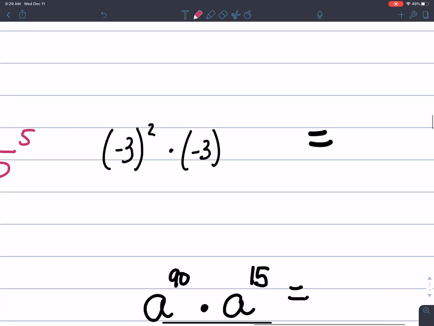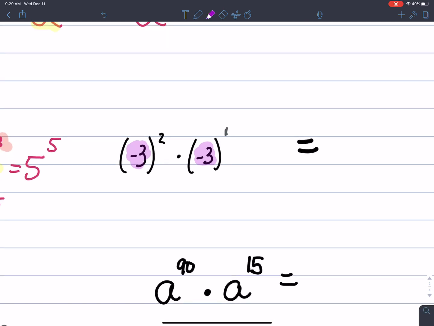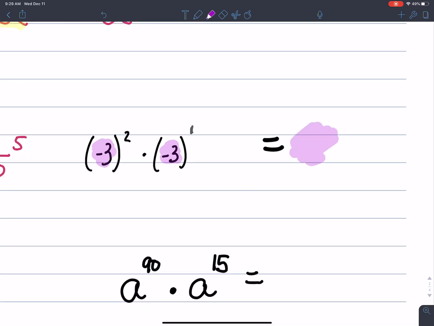Now with this example, what we're seeing here is we have the same base. So the base, the same thing that has an exponent, is -3 and -3. And if it doesn't have the exponent, we can go ahead and put a 1 there. So if we're using the rule, if I see the same base, that's going to be the base of my answer. And then I can take their exponents and add them together. So this would be -3 to the 3rd power.